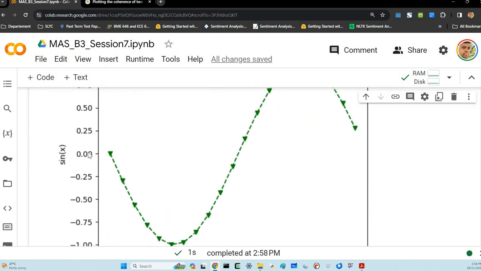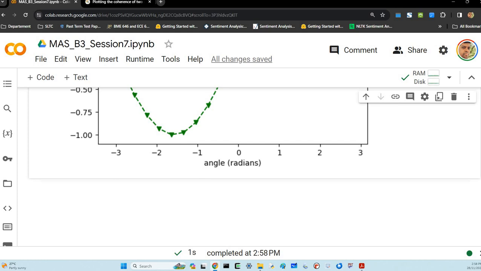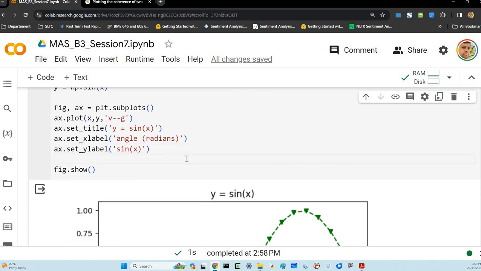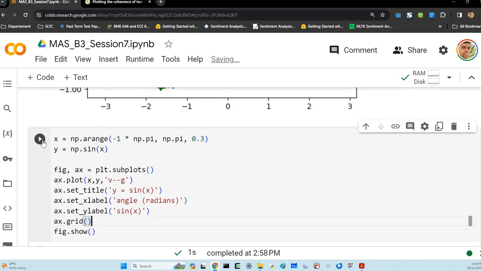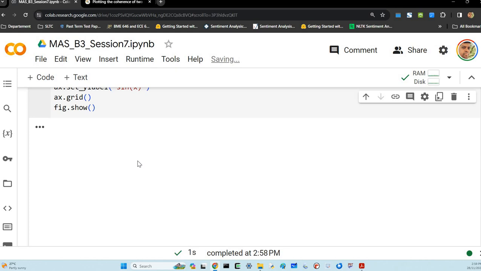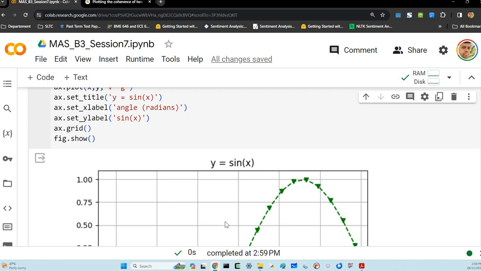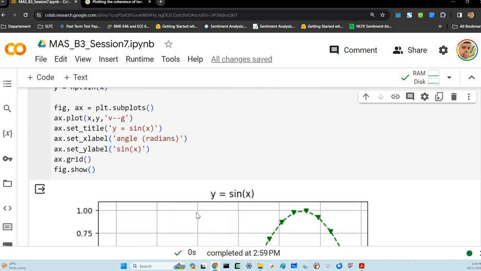So now you can see we have labeled both the axes. For improved visibility, we can also set the grid. We can say the ax.grid method. And if you run this time, notice that we have what we call the grid for easy access to the attribute values.